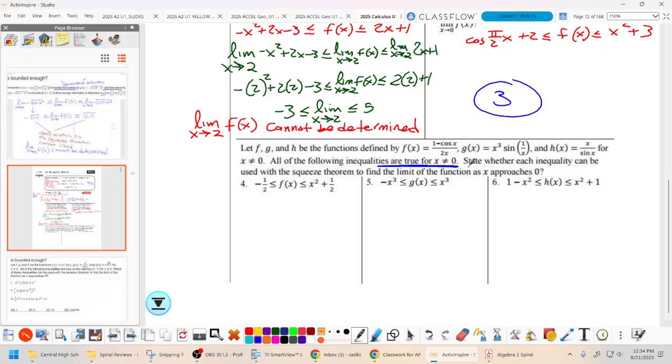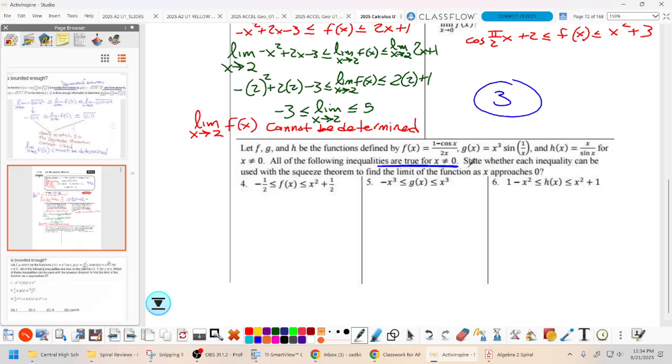State whether each inequality can be used with the squeeze theorem to find the limit of the function. So before I tell you, what do you think your approach for this is? It's asking, can the squeeze theorem be used? So it's really a yes or no answer, right? Maybe with some justification. So what do you think? Yeah. You can plug in a value for x and see if it comes out the same. Yeah, essentially we're just seeing if those two squeeze limits are the same, right?